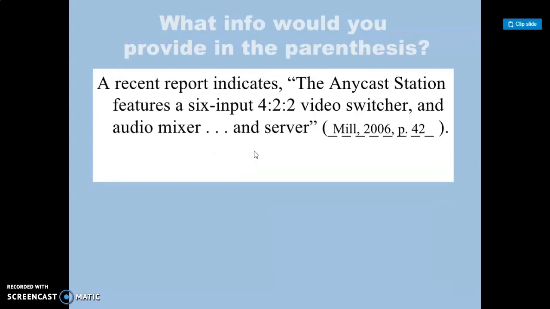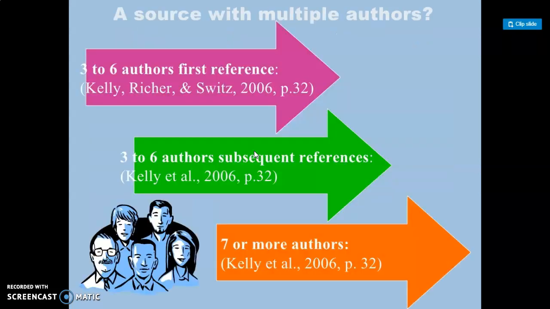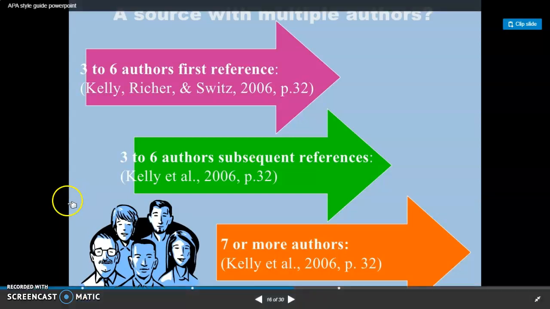What info would you provide in the parentheses? So a source with no author. Here you can see the usage of quotation marks for titles of articles or chapters and italics for titles of books. And if the source doesn't list an author or editor, provide the first one or two words of the title. A source with multiple authors.